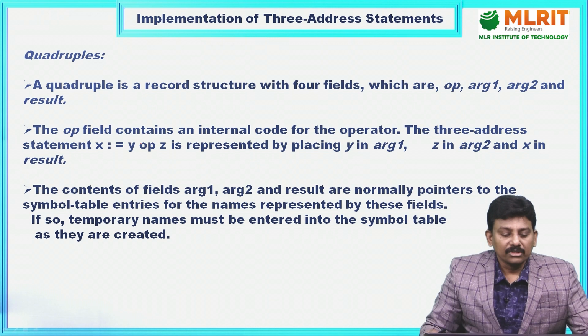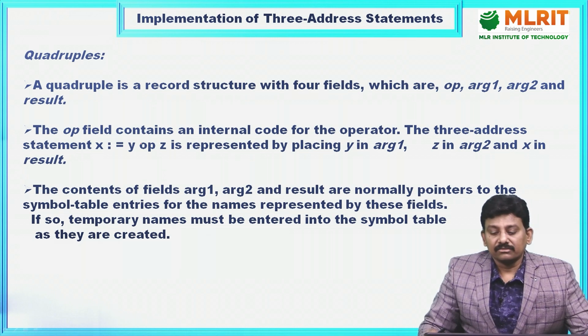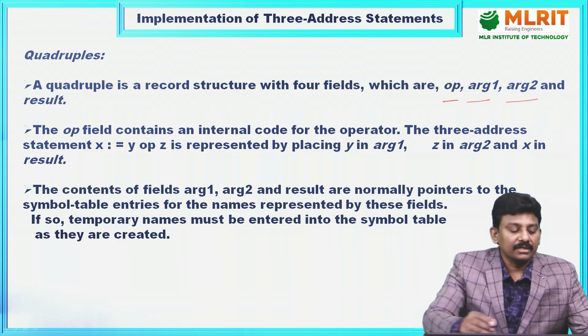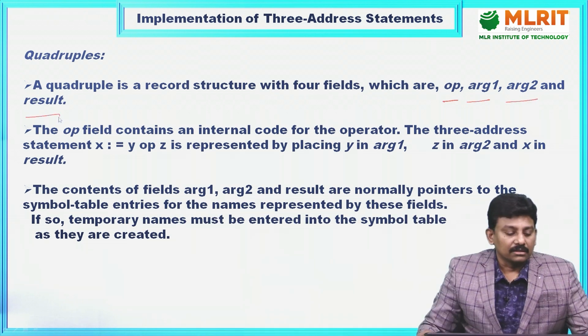Quadruples. A quadruple is a record structure with four fields which are operator field, argument 1 field, argument 2 field and a result field, 4 fields. The OP field contains an internal code for the operator.